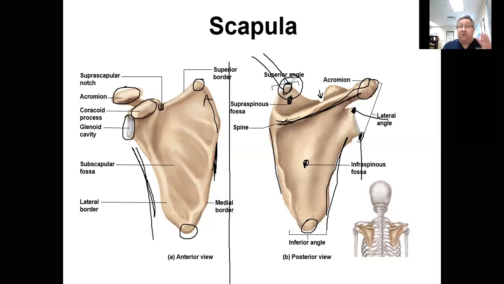Teres minor is the fourth of the rotator cuff muscles. Remember, SITS: supraspinatus, infraspinatus, teres minor, and subscapularis. Teres minor inserts into the greater tubercle, which we'll talk about in a few seconds, of the humerus. Okay? Those three muscles, supraspinatus, infraspinatus, and teres minor, are on the greater tubercle of the humerus. Teres major, though, inserts onto the lesser tubercle of the humerus. And that's all the muscles on the scapula itself.